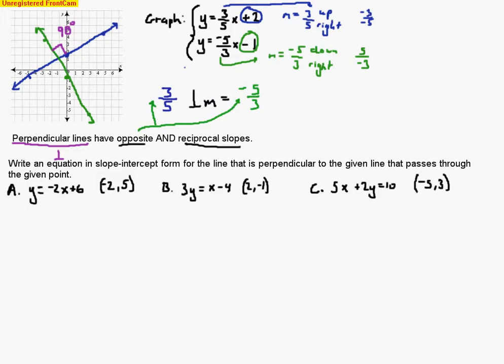So let's take a look at the problem that we end up having here to start with. Here we have an equation and a point. Well, what we want to do is find out what the slope is.